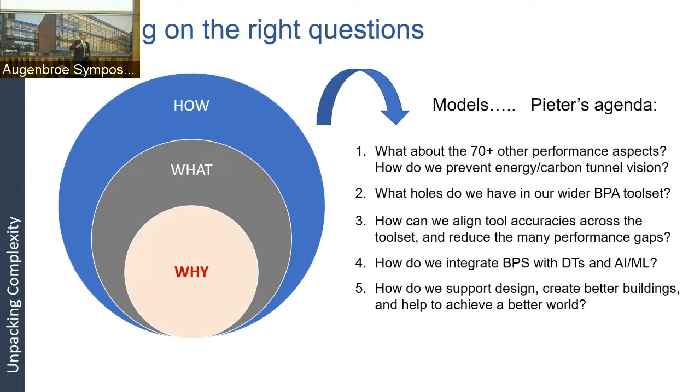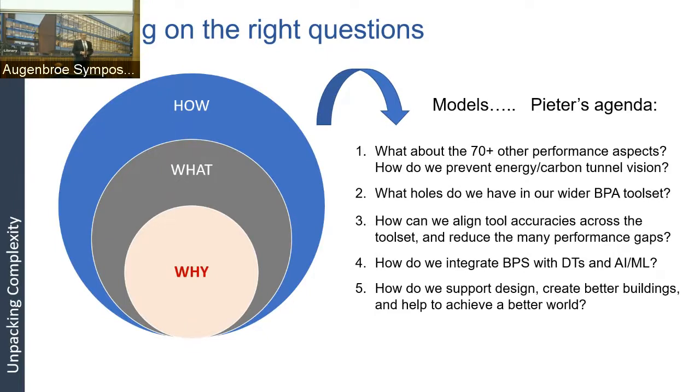Now, Fried had his agenda on the building simulation slide from 2015. I have my own agenda version, but what I've taken forward is that performance is more than energy alone, and I think there's around 70 aspects. Maybe we cover five of them or six, and we should look at all of them, and there's a lot to do. And we need to prevent what is called the energy or carbon tunnel vision. I think we're too much doing one thing, but not looking at the world around us.